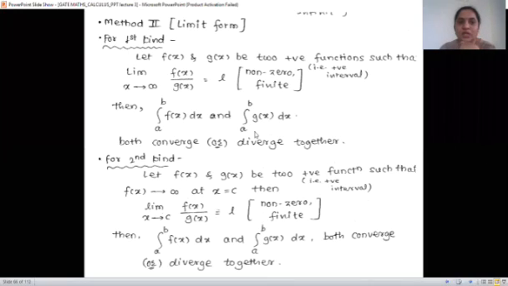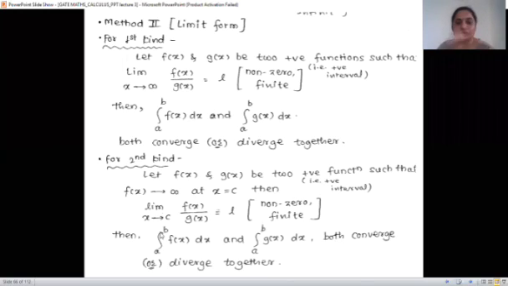If both the functions are given, and we check the limit as x tends to infinity of f upon g, and it is L, a non-zero finite number, then we can say integration f and g both converge or both diverge together. This is for the first kind.